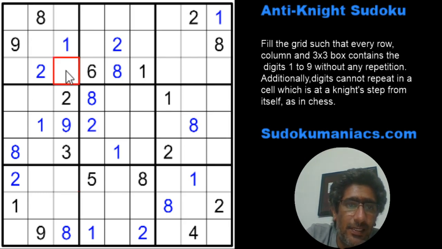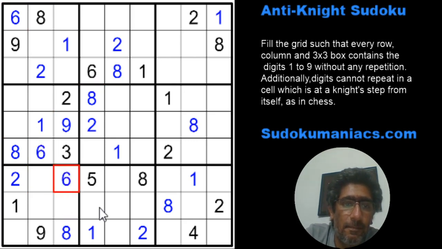This 6. It cannot be here. 6 cannot be in these two because both these cells are at a knight step. So I can blindly place the 6 here. 6 cannot be here. It cannot be here. Again, it cannot be here because of this knight step. So this is my 6. 6, 6 in these two. But again, the knight constraint comes here and this becomes my 6.